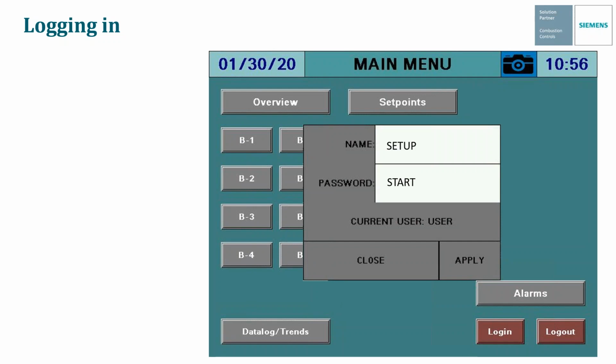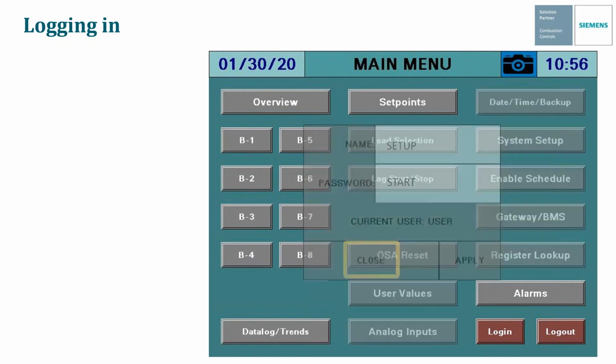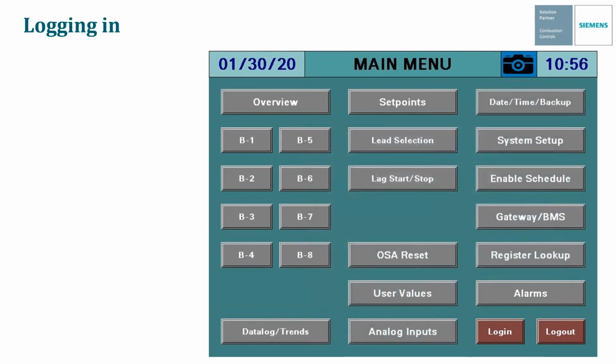Now, this will take us to the setup user level, which is the most advanced user level. There's also a tech user level, but typically when you're setting up a system or commissioning a system, you're going to do everything from the setup user level. Once you have that typed in, you'll click apply, and then you'll click close. And then you'll see that all of these other options appear on the main menu. These are the different options that we're going to walk through in order to set the system up.